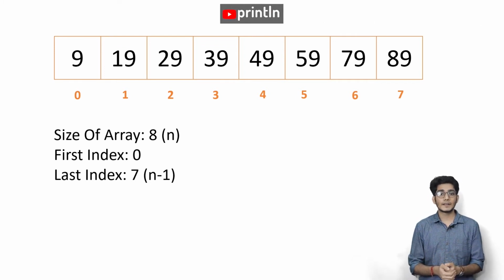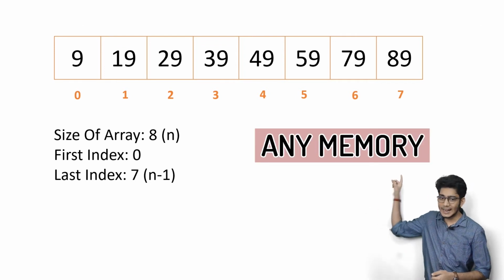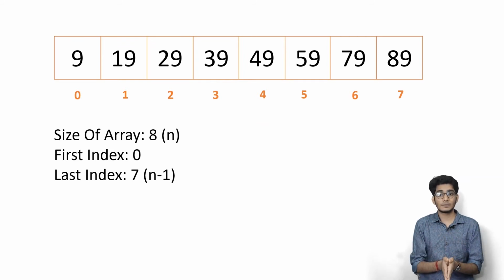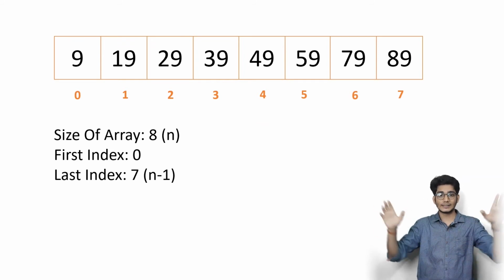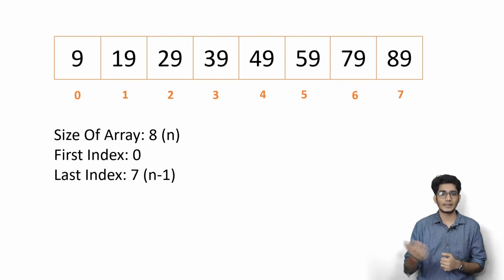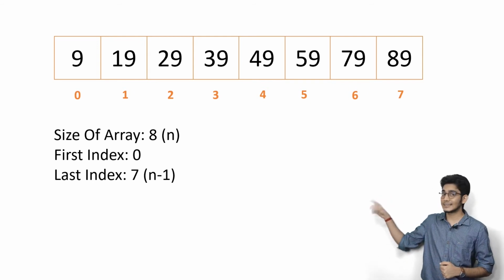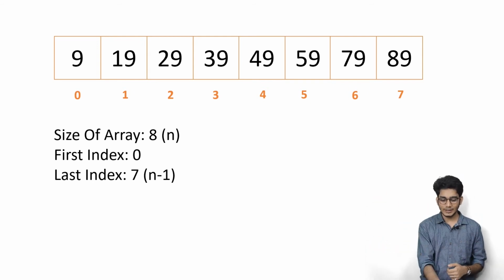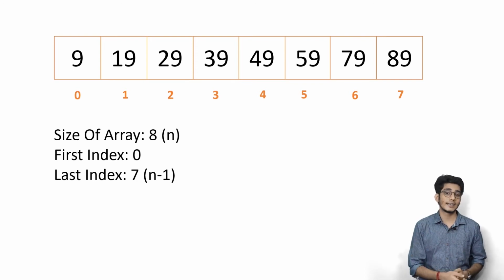So what is the benefit of using an array? You can access any memory at O of one time. What is O of one time? In my data structure playlist, I'll cover that: what is time complexity, what is order of one space, order of n space. We'll cover everything in my data structure videos. You can access anything in O of one time. Suppose you need 59, you just give the instruction that you need the 5th index, and the computer will give you the 5th index.